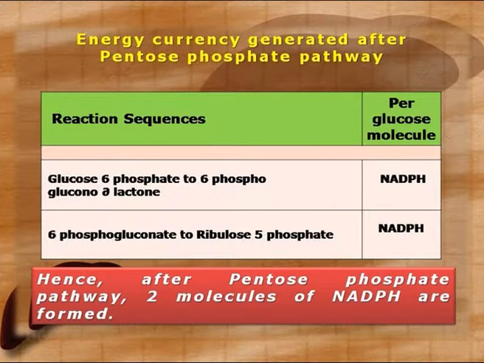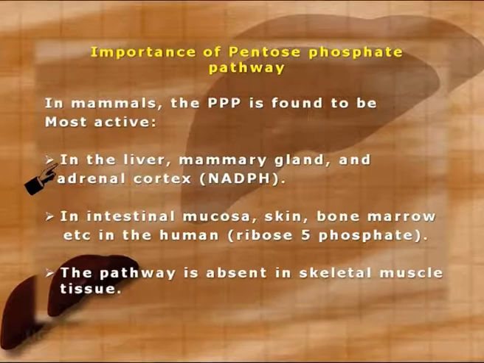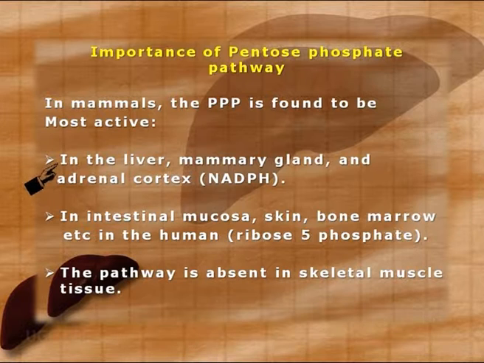The pentose phosphate pathway is very important since it produces 2 molecules of NADPH after each cycle. The pentose phosphate pathway is very active in liver, adrenal cortex and mammary glands. Why? Because these tissues are responsible for producing sterols, cholesterol, etc. During the biosynthesis of these molecules, NADPH is required, which is supplied by the pentose phosphate pathway.